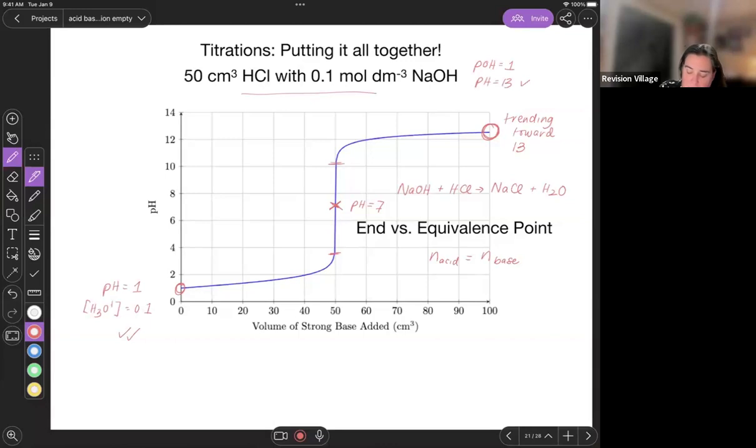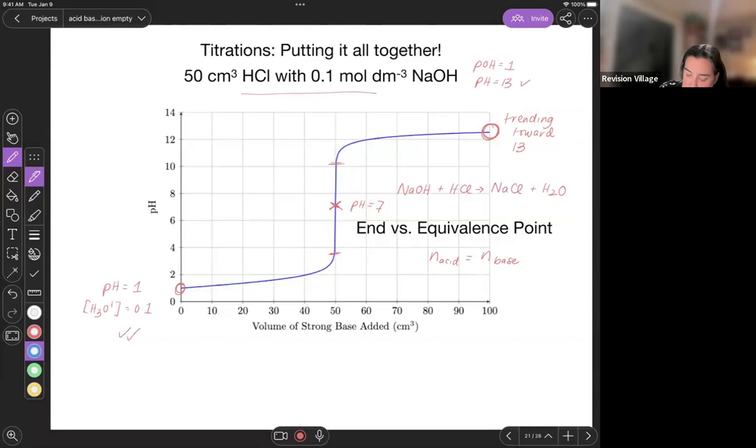So those are the 3 points I want you to look at on this curve. The initial, that's when we only have the acid. The equivalence point, that's when we have completely neutralized the acid. And as it asymptotically approaches whatever it is we're titrating with. The equivalence point, again, is when the moles of acid are equal to the moles of base.